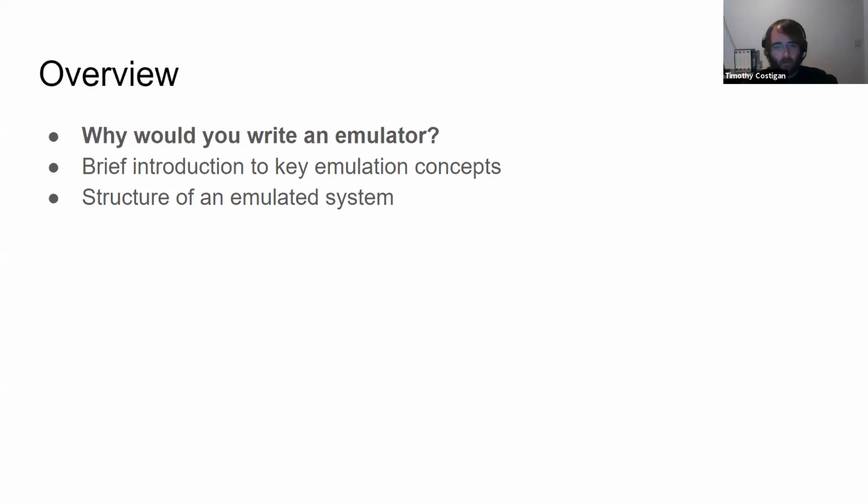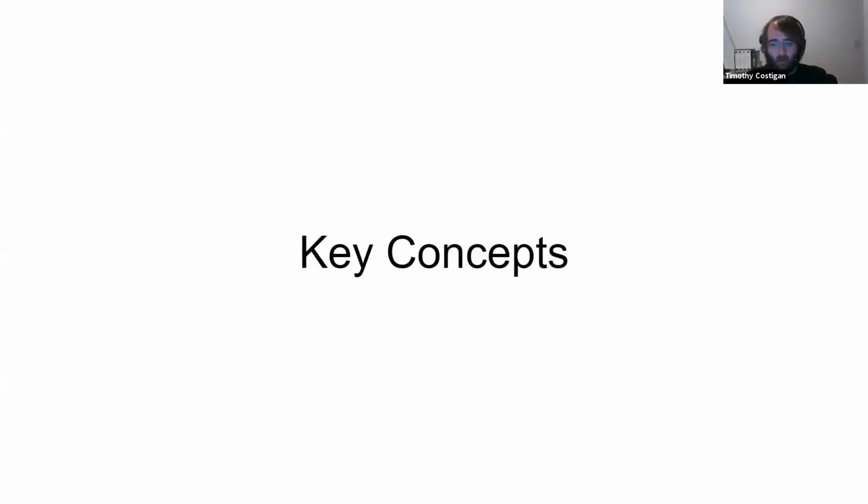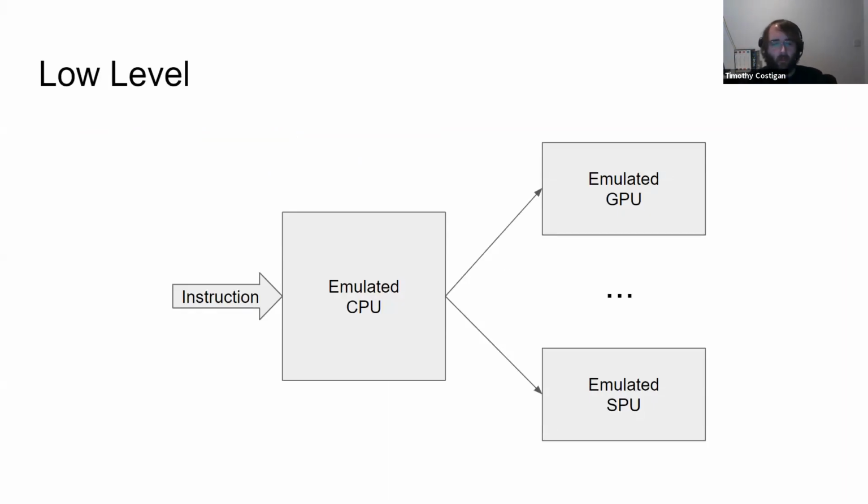So moving on from that, we're going to start talking about the concepts. There's two types of emulation that you can do. There's low level, or some people would say cycle accurate emulation, where you emulate every single part of the computer. So in all kinds of emulation, you're going to be emulating the CPU, most likely.